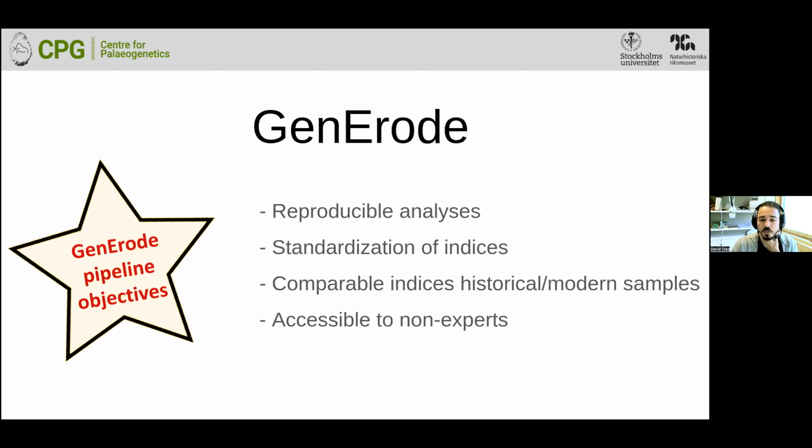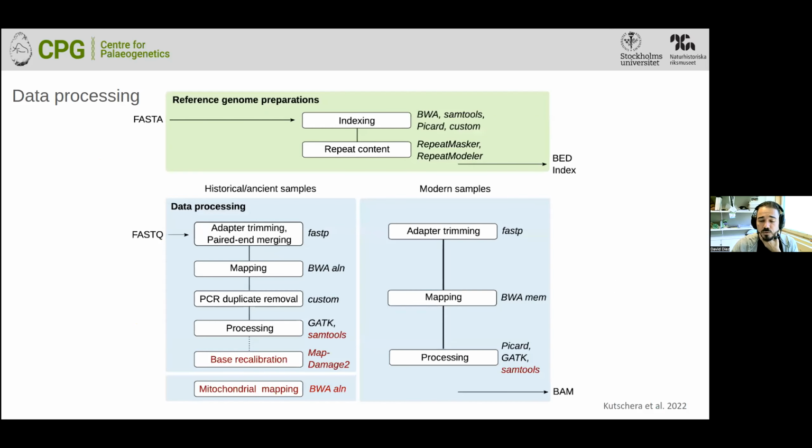So I can go very quickly through the main parts of the pipeline. In the minimal amount of data that you need to run the pipeline, you need a reference genome, which is good because basically all the species are going to have a reference genome very soon.